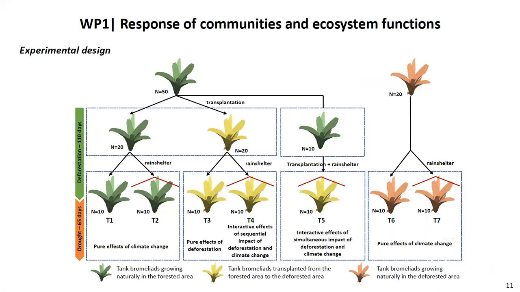And to emulate deforestation, we transplant the bromeliad from the forested to the open area. And after deforestation, we superimpose a drought trace in all the cases to end up with 7 treatments, as you can see here, and 10 replicate per treatment. So we have the pure effect of climate change either in forested and in the open area. You can have also the pure effect of deforestation and the combined effect of deforestation and climate change, either sequentially or simultaneously.